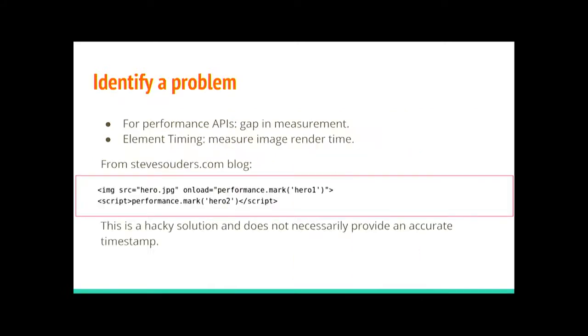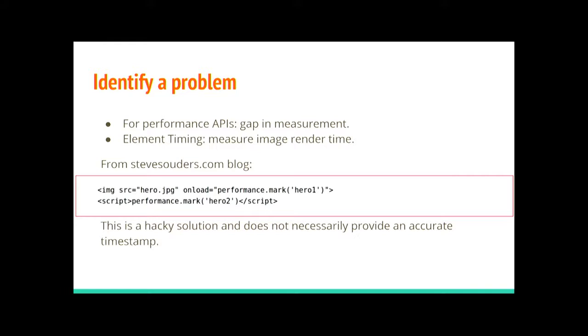Now let's go over the steps to ship an API. The first step is to identify a problem. In the case of performance APIs, the problem will basically be that there's a gap in measurement. There's something that web developers want to measure, but they can't do it right now, or they can do it, but in a very hacky or unreliable way. In the case of element timing, the gap in measurement is being able to measure when an image has rendered on the screen for the user.